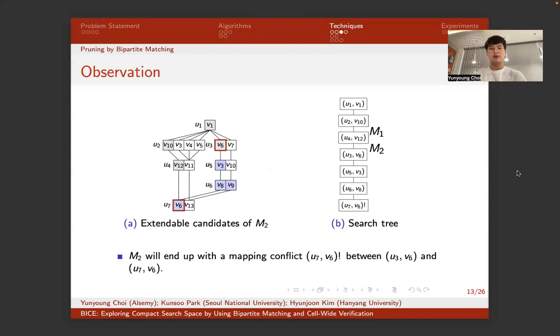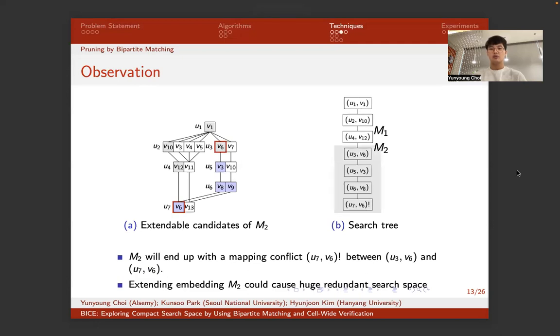Our first method begins with an observation. In the example, it is evident that M2 cannot lead to an embedding since V6 is the only candidate for U7, which is already mapped to U3. Therefore, any mappings made after M2 are redundant computations.